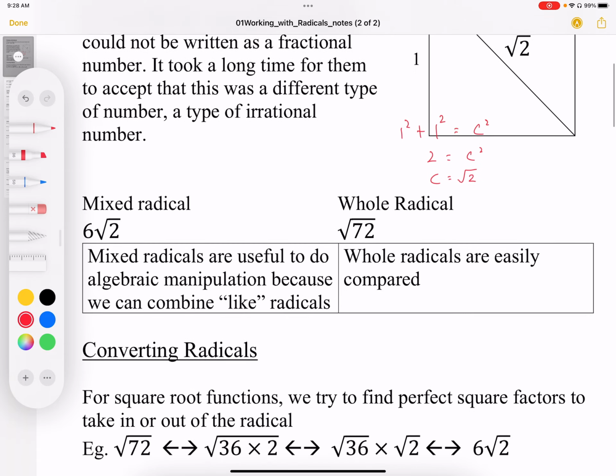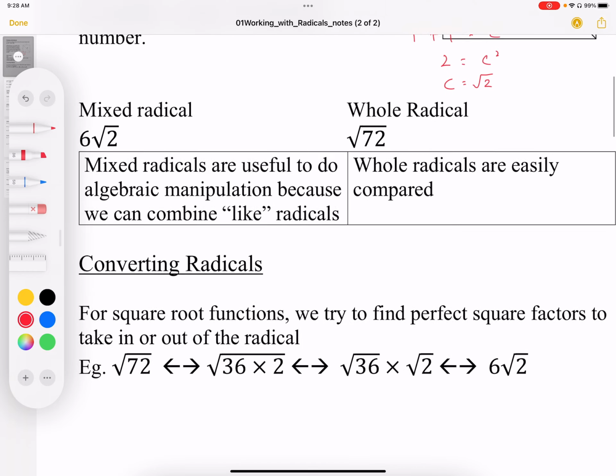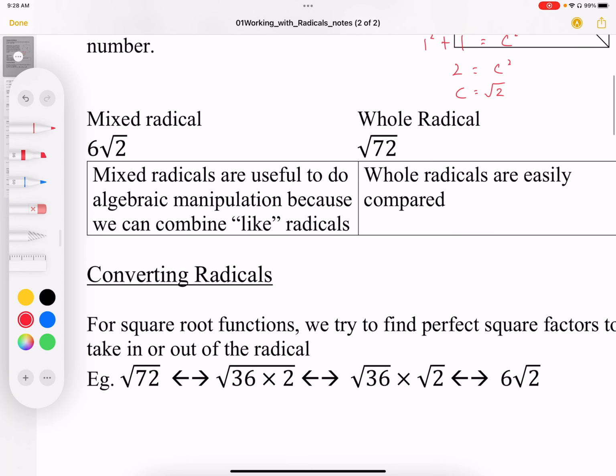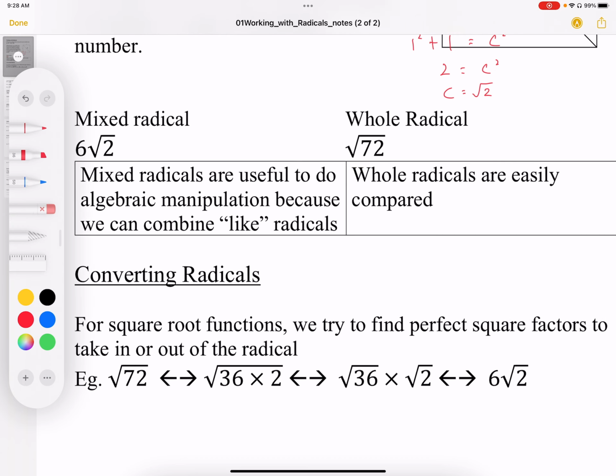Now, these radicals show up in two different ways. They show up as mixed radicals, where they have a whole number part and then a radical part, or they show up as whole radicals, when they have the whole number inside the radical. Now, these have different uses. Whole radicals are useful for comparing different sized squares.